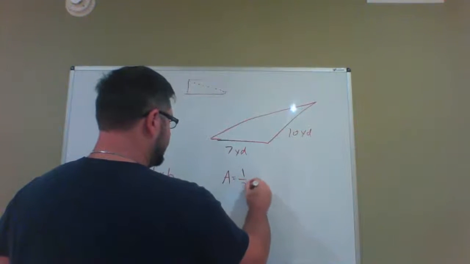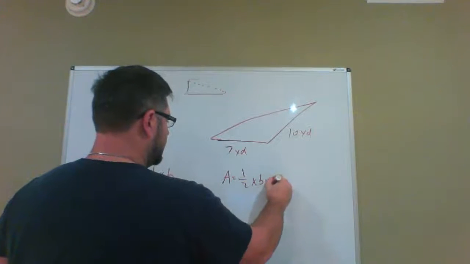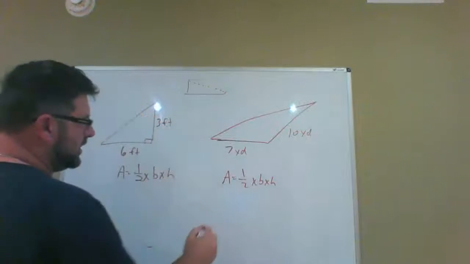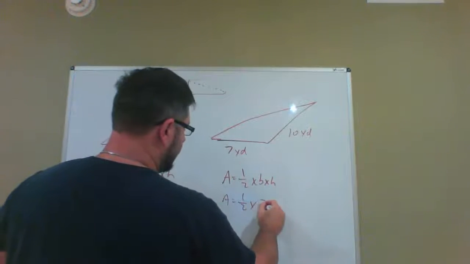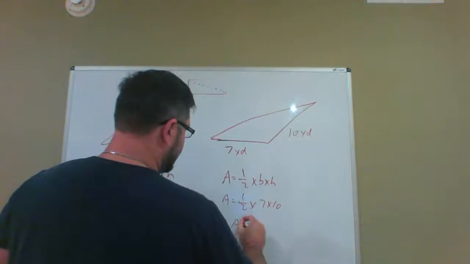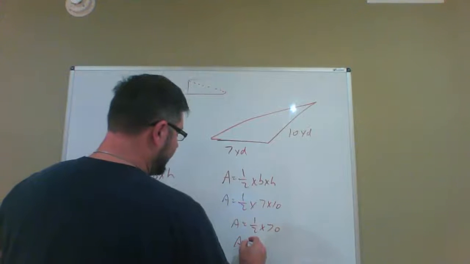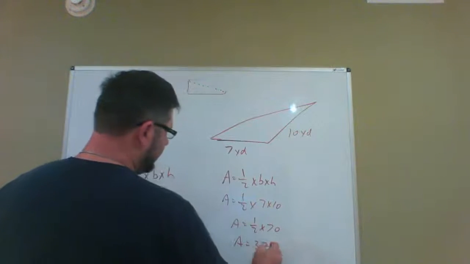Area is 1/2 base times height. Now we're going to go ahead, and again I'll show you how you can do it both ways. So 1/2 times the base of 7, the height of 10. 7 times 10 is 70. And then you would have to know what half of 70 is. And half of 70 is 35.